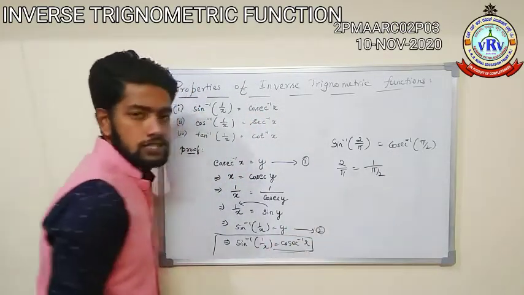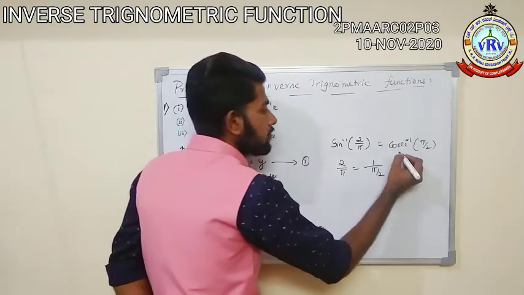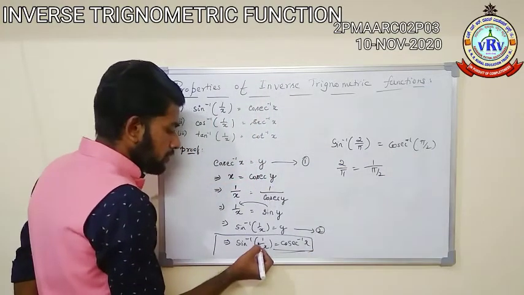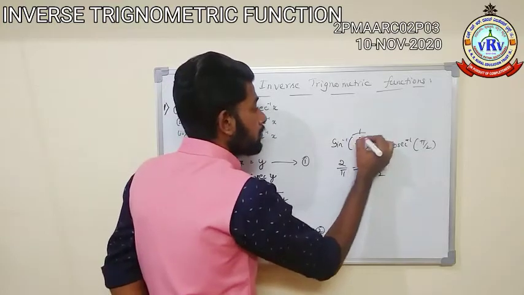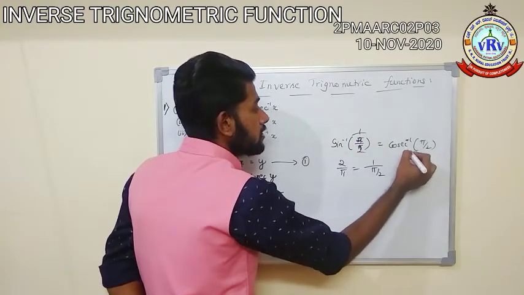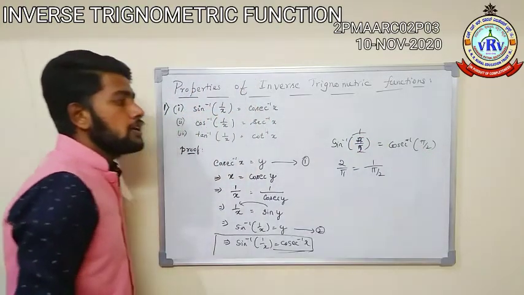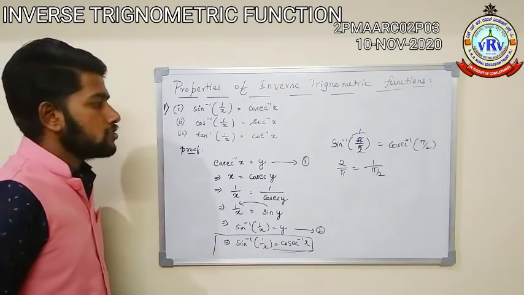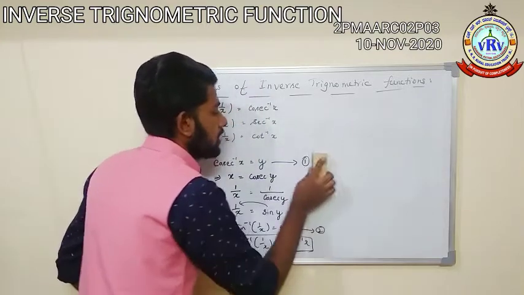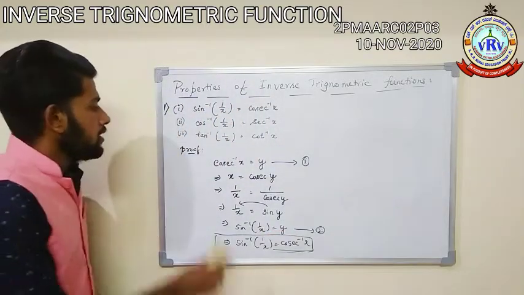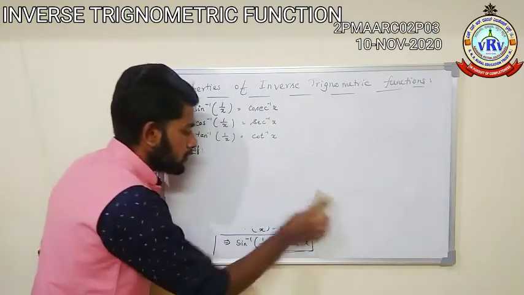Right? 1 by pi by 2. So, cosecant inverse is nothing but 1 by x, or 1 by x in cosecant inverse. Here, 1 by pi by 2 means in the cosecant inverse it should be pi by 2. Cosecant inverse of pi by 2. This is one of the examples. Okay.